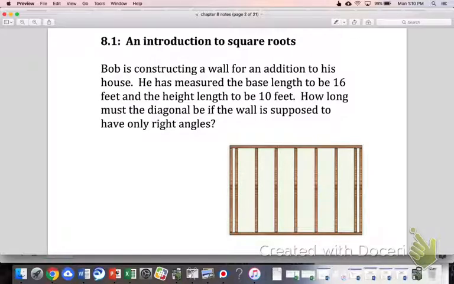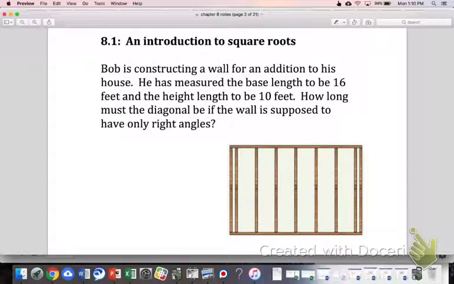It says Bob is constructing a wall for an addition to his house. He has measured the base length to be 16 feet and the height to be 10 feet. How long must the diagonal be if the wall is supposed to only have right angles? So does anybody know what the diagonal looks like? Okay, it would be the hypotenuse. We're starting to use some really good terms here.